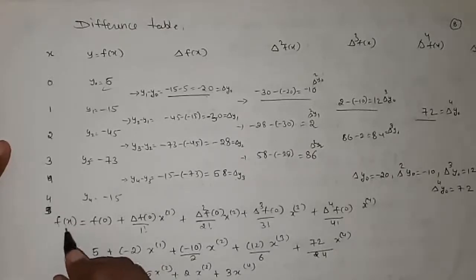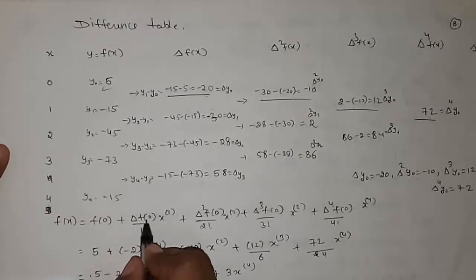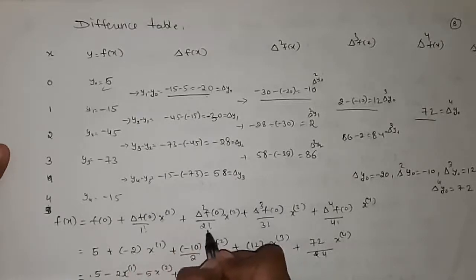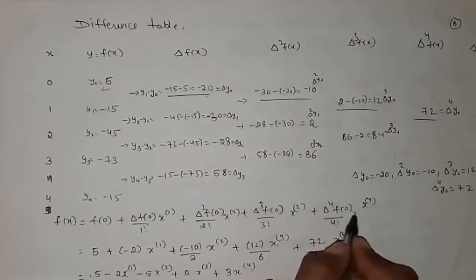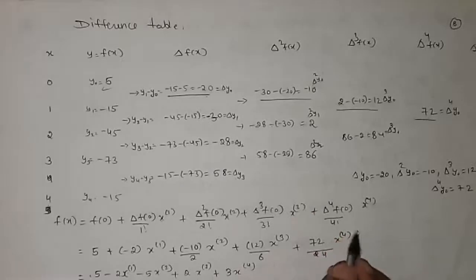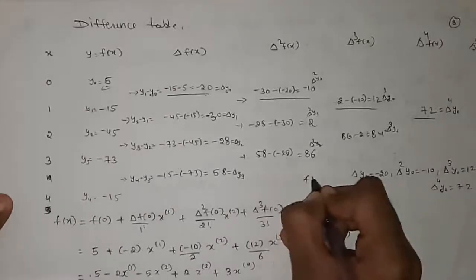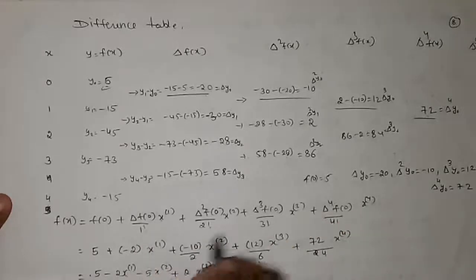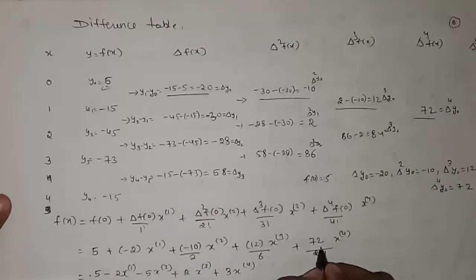Now my formula for f x in factorial notation is f of 0 plus delta f of 0 upon 1 factorial x plus delta square f of 0 x square upon 2 factorial plus delta cube f of 0 upon 3 factorial x cube plus delta raised to 4 f of 0 upon 4 factorial x raised to 4. So f of 0 is equal to 5. Now delta f of 0 is equal to minus 20. Delta square f of 0 is equal to minus 10. Delta cube f of 0 is equal to 12. And delta raised to 4 f of 0 is nothing but 72.